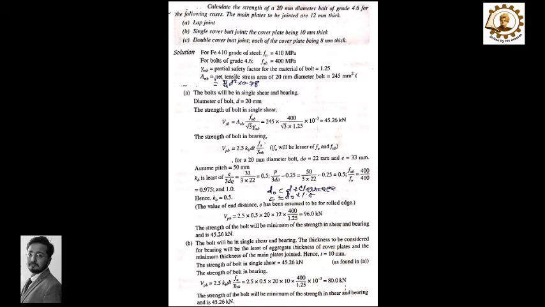Now time for the third part, part C, double cover butt joint, each of the cover plates being 8 mm thick. That means if we consider the cover plates as a single unit, then the total thickness of cover plate is 8 mm plus 8 mm, which is 16 mm. So here we get two values of thickness. One is 12 mm, that is for the member, and another is 16 mm for the cover plate.